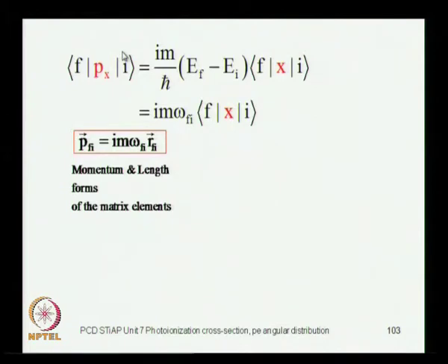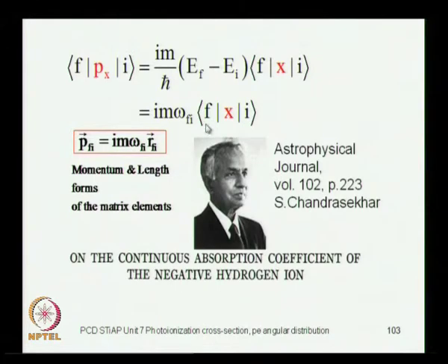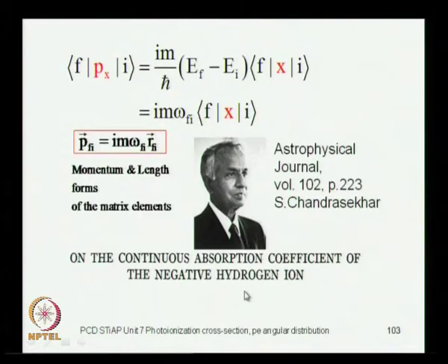Now these two forms of the matrix elements are called the momentum form and the length form of the matrix element, and it's a matter of great pride with which I like to report this particular thing, because the different forms of the matrix elements, the length form, the momentum form, and in fact there is a third form also which is known as the acceleration form, and this analysis was done by Chandrasekhar, and this is reported in the Astrophysical Journal volume 102, and this is a very beautiful paper by S. Chandrasekhar. He is of course very well known for a lot of excellent work in astrophysics, but this also goes back to Chandrasekhar and his contributions to spectroscopy.